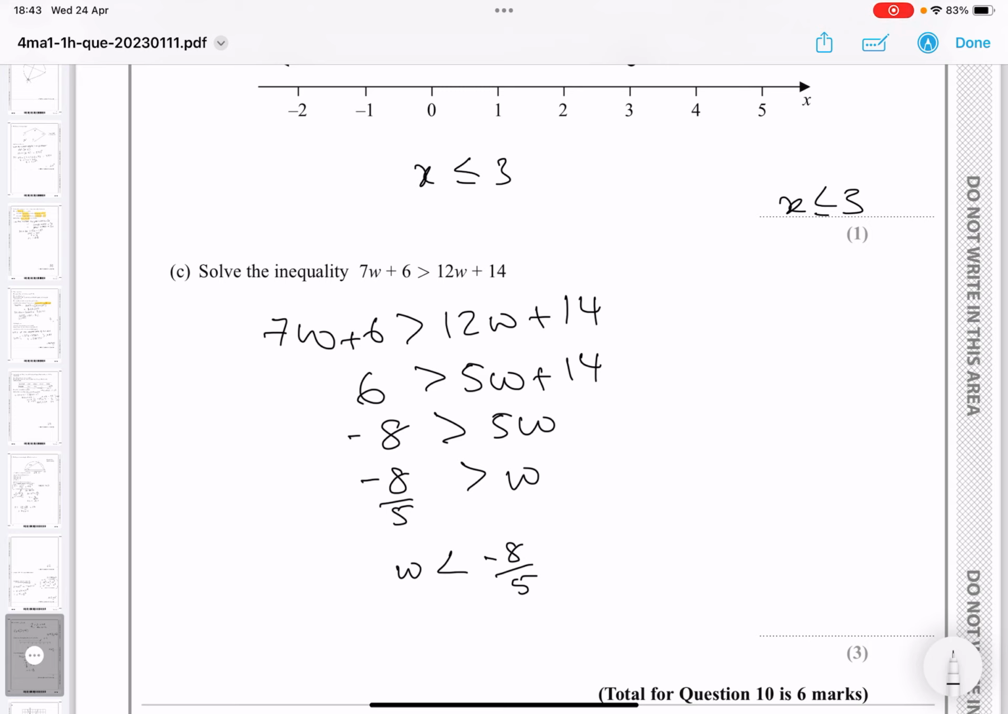So instead of subtracting 12W from each side, which will give you a negative answer, you subtract 7W from each side, which will keep W positive. Okay, so W is less than minus 8/5. Cool, next question.